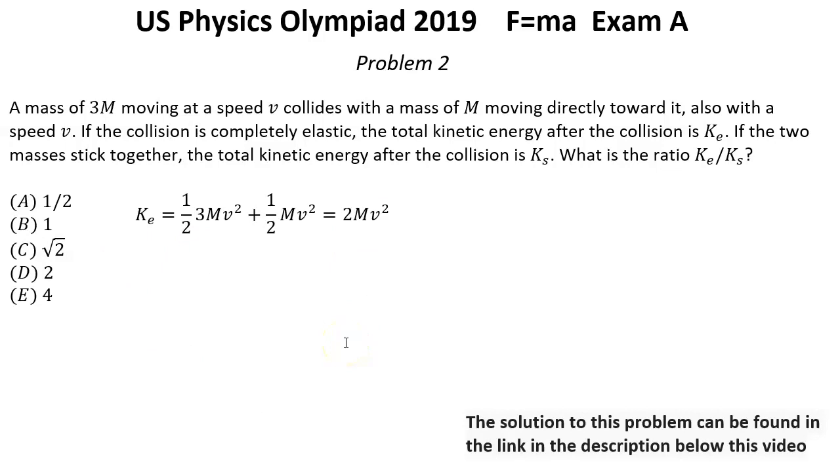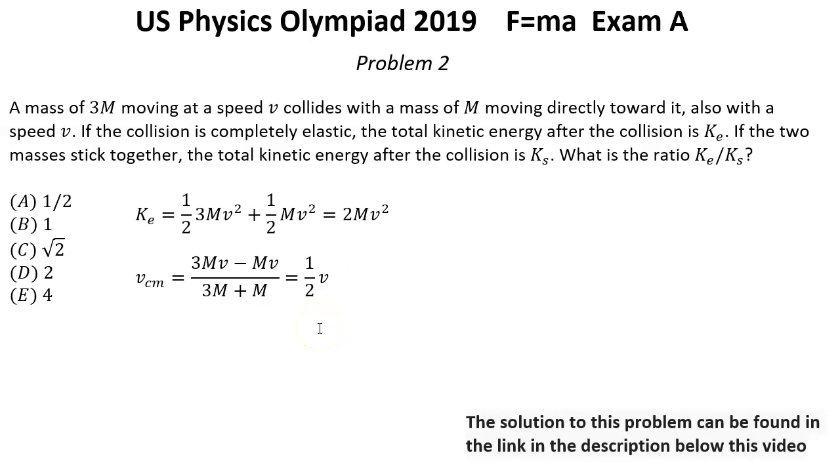In the second case, we have an absolutely inelastic collision, and we have to find the speed of the center of mass. That will be the speed of the two masses moving together. This is how to count the speed of the center of mass. That will be 1/2 v.